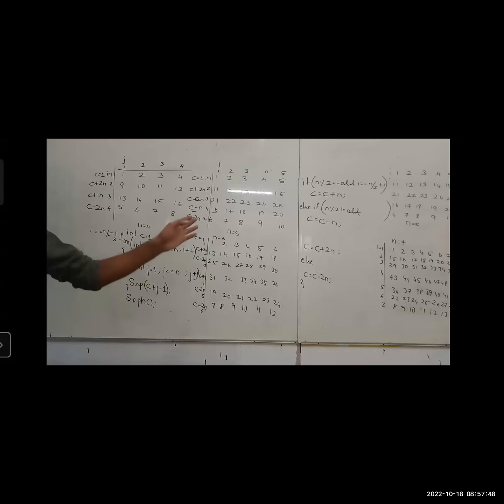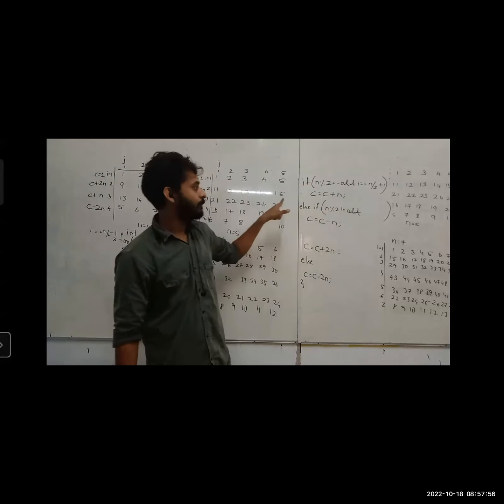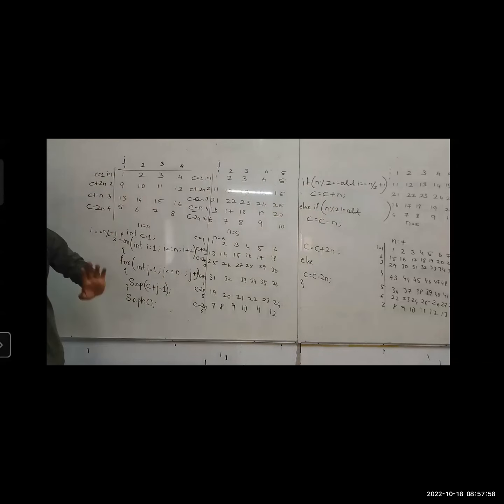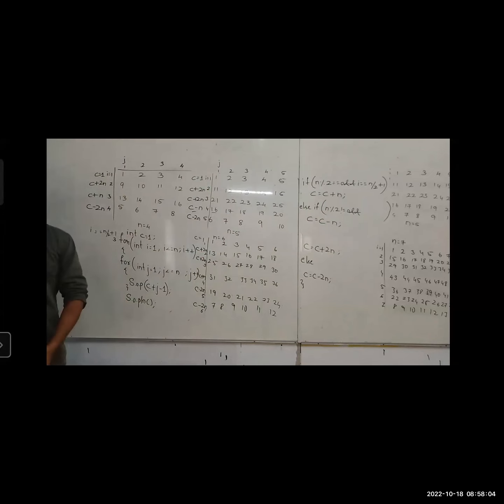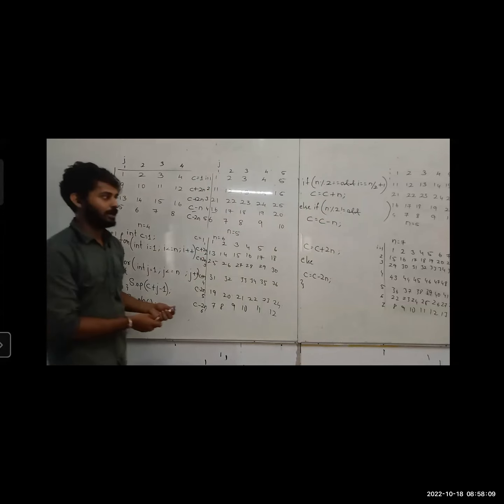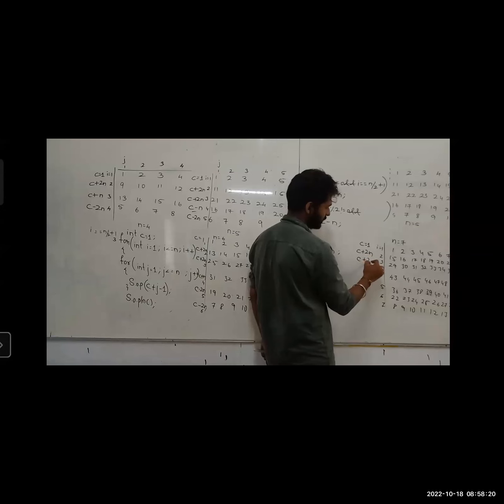Same thing I also have written. If n is even and it is equal to n by 2 plus 1, then do plus n. Because throughout the program, if you observe, I have used plus n in this place, in this place. That is nothing but n by 2 plus 1. And here, quickly, here 1 to 15. 15 means by default C plus 2n. This one also C plus 2n.